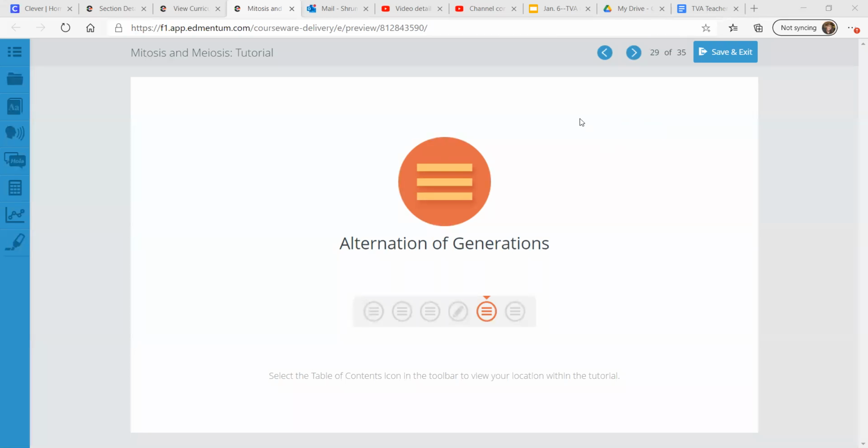Hey, it's Mr. Shrum, and I am here to finish up the mitosis and meiosis tutorial. We left off after talking about cell division, mitosis and meiosis, why those two are different, and how they can be used by organisms. And now we're going to look at alternation and how that affects generations.